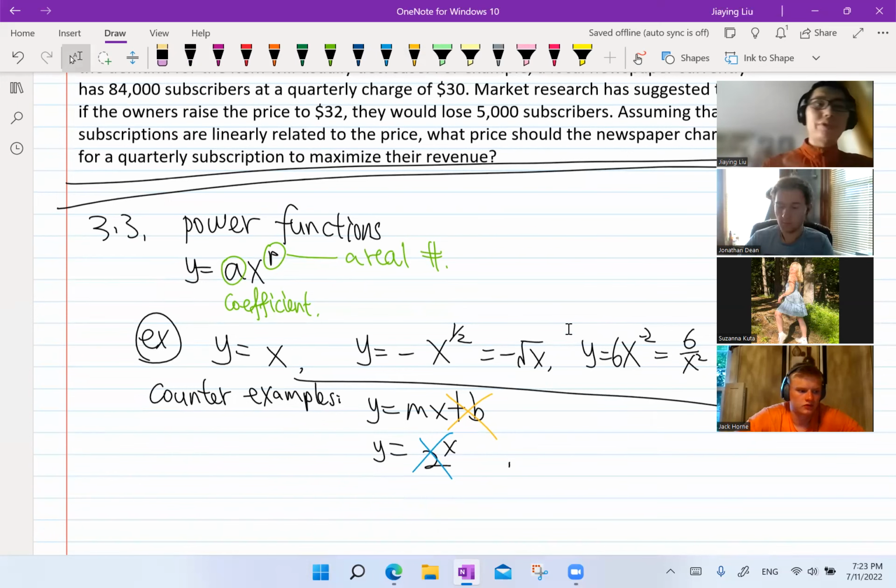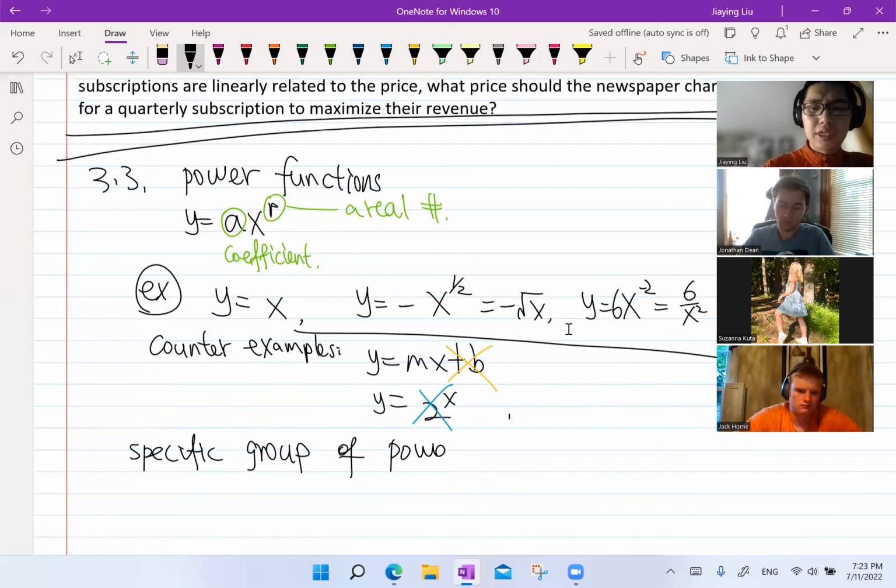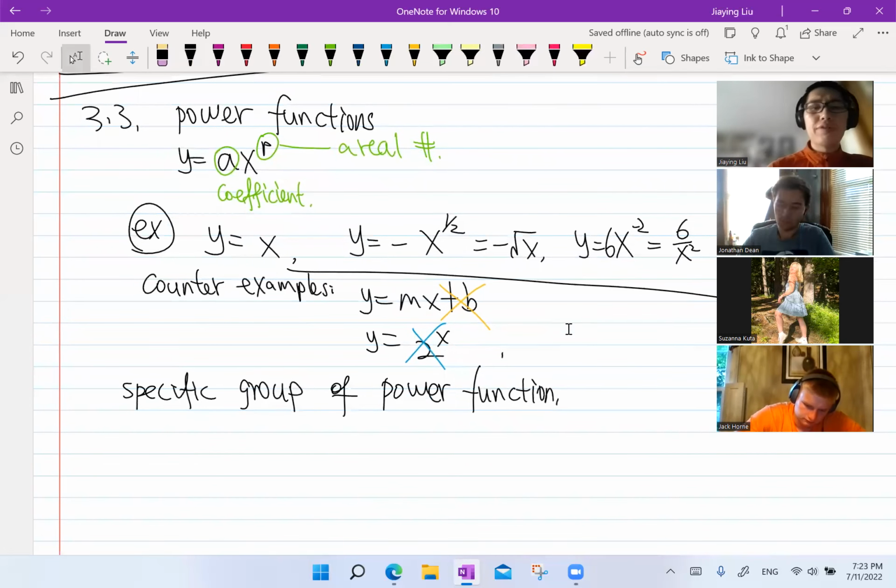All right, but we don't just look at general power functions, we look at specific examples. So a specific group of power functions. The reason we look at them is because they are related to polynomial functions.